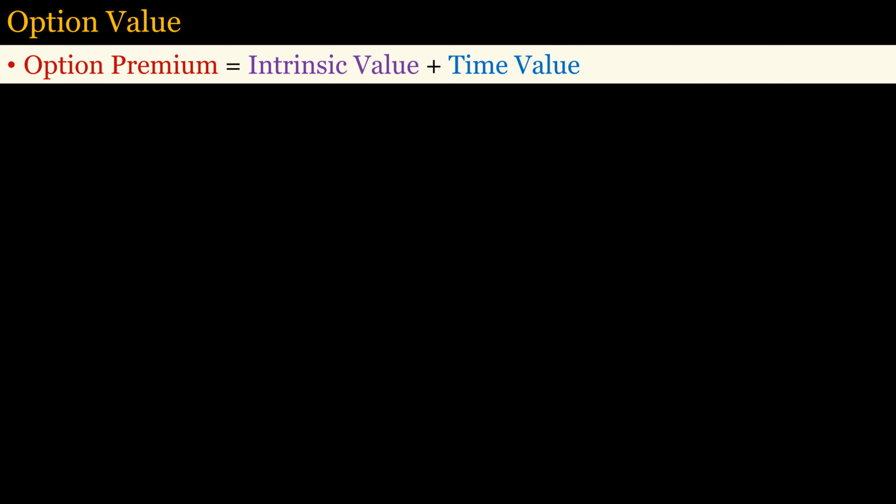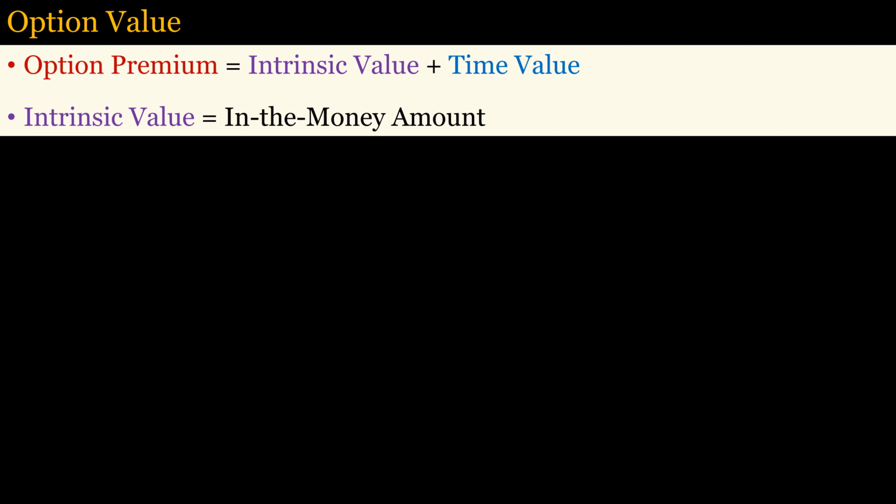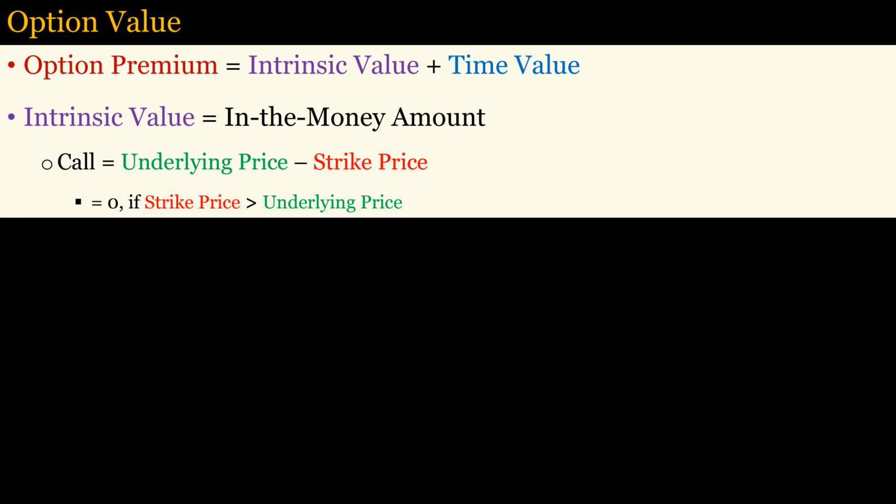When you buy an option, you pay an option premium. The option premium equals the value of the option and consists of 2 components, intrinsic value and time value. The intrinsic value equals the exercise value of the option. For a call, intrinsic value equals the market value of the underlying security price minus the strike price of the call.